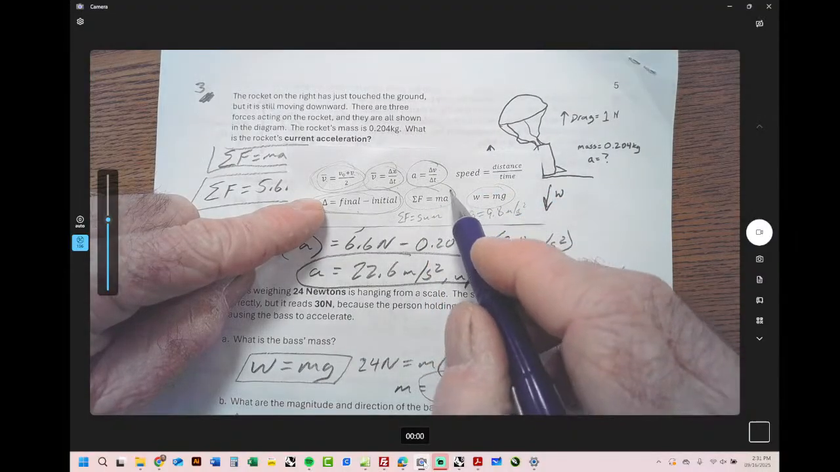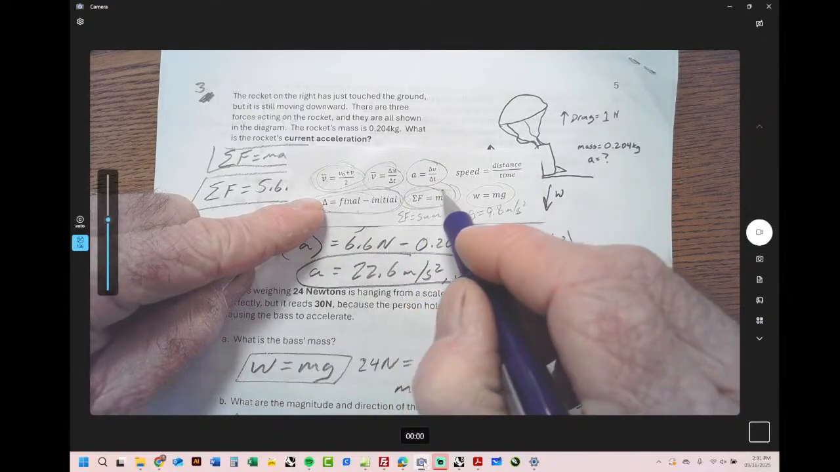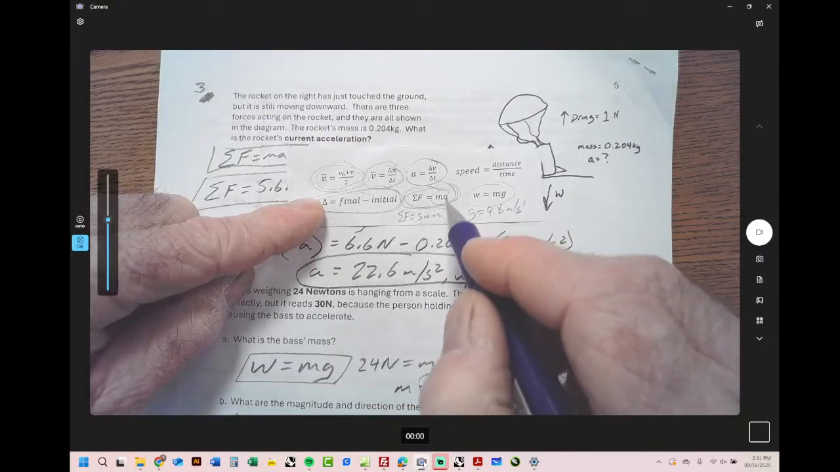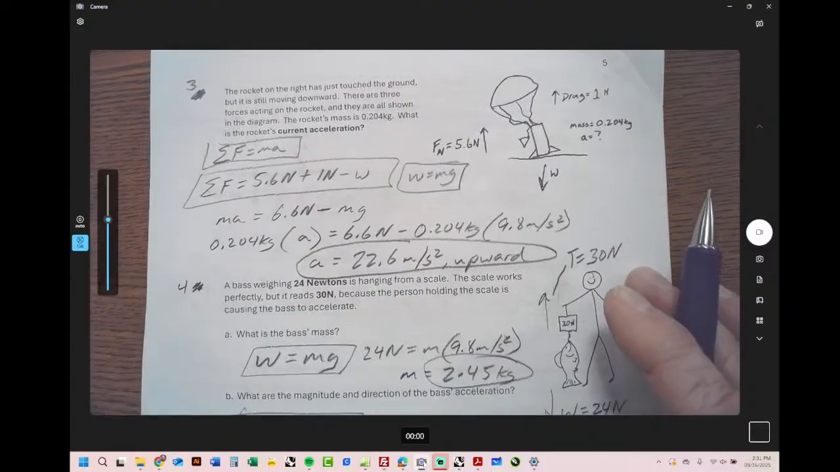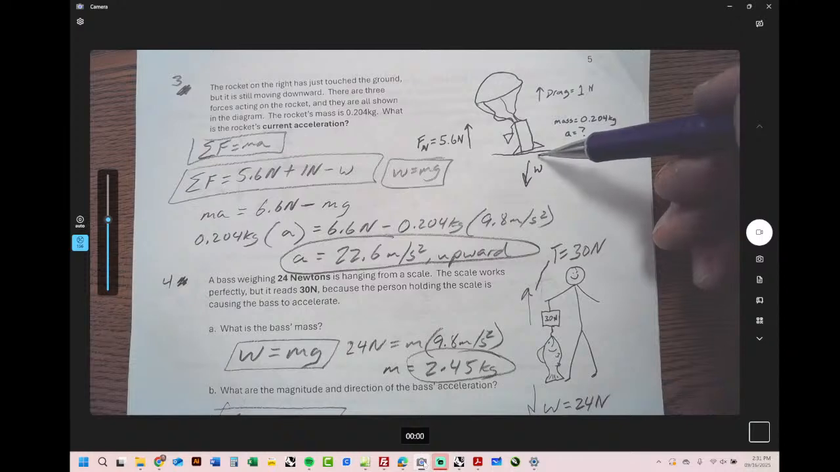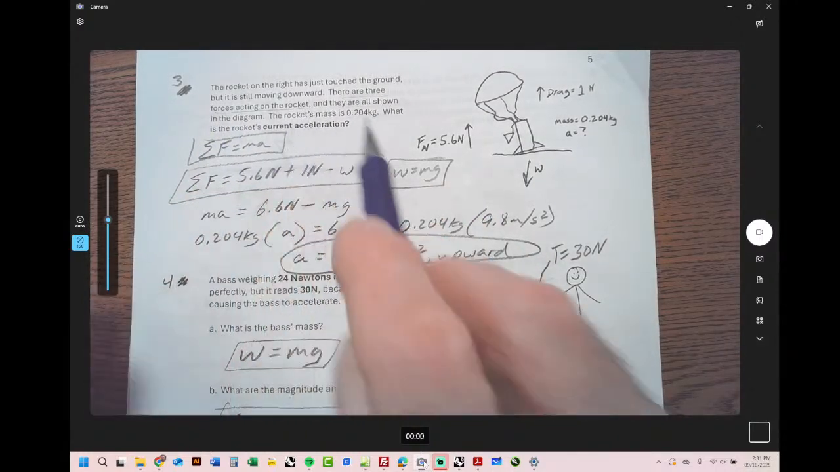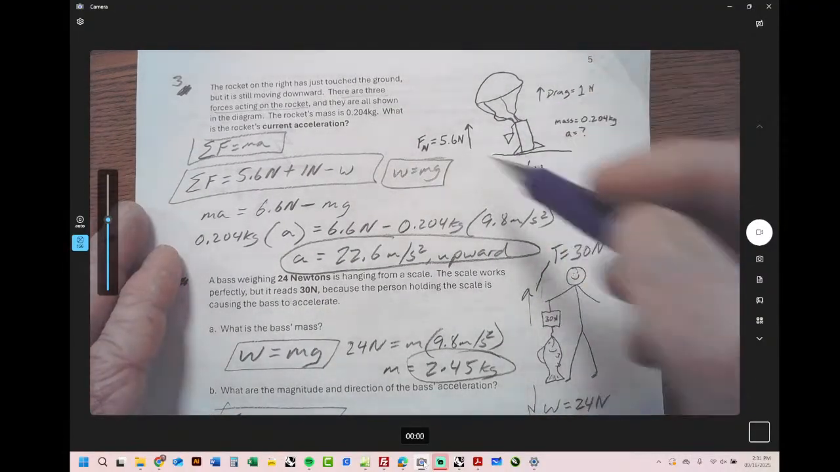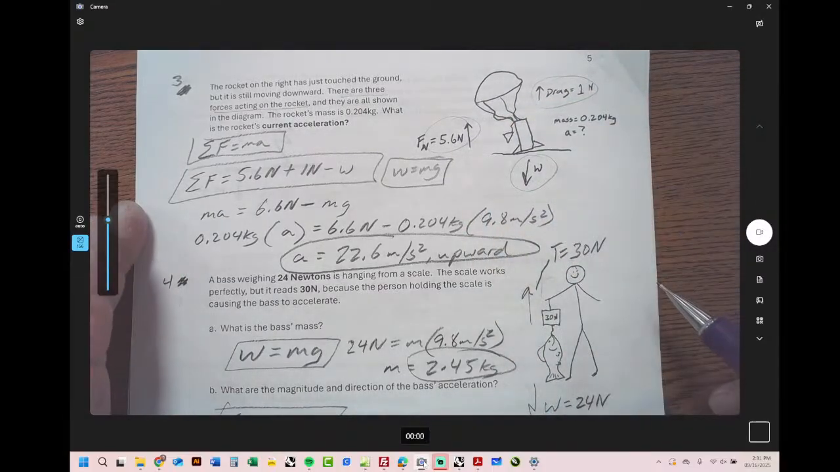And the way to solve these problems is to write two equations for net force. Write ma, and then write the sum of the forces, and then set those two things equal because they're the same, and then you can solve for stuff. So that's what I'm going to do here. In this one, we've got this rocket. It's just touched the ground. It says there are three forces acting on the rocket. So right away, I can write an equation for net force. I just need to add up the three forces. There's this one, and there's this one, and there's this one.